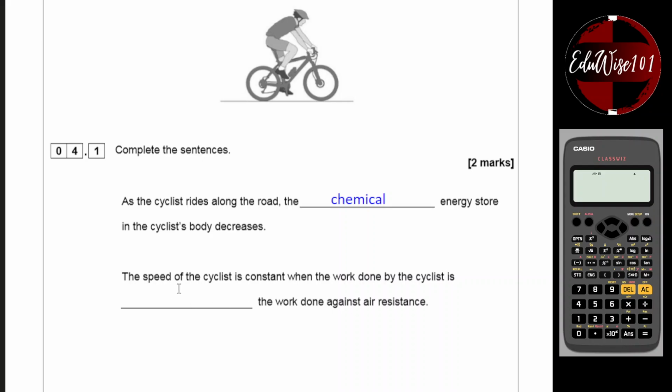Now, when the speed of the cyclist is constant, that means the work done by the cyclist is equal to the work done against air resistance. If it was not, then the forces would be unbalanced, so either the cyclist would be decelerating or accelerating. Because the cyclist is moving at constant speed, it has to be equal.